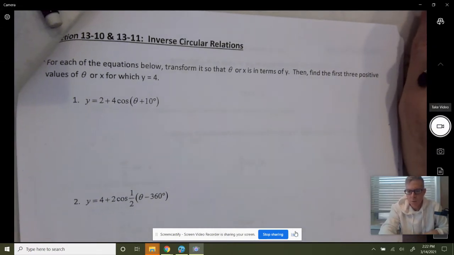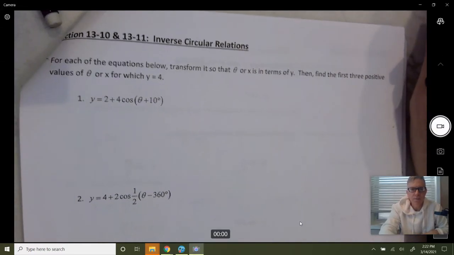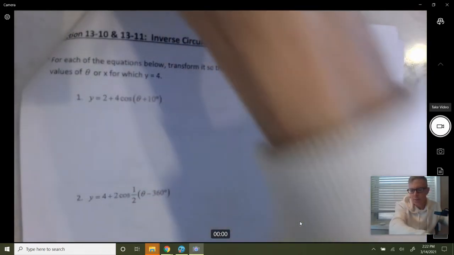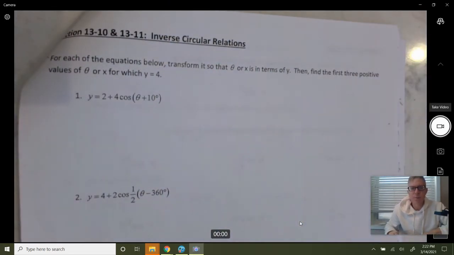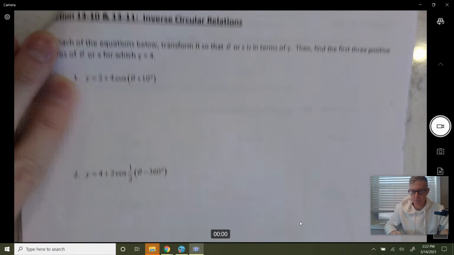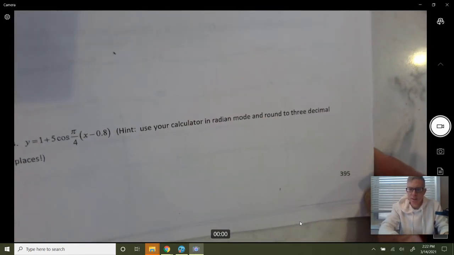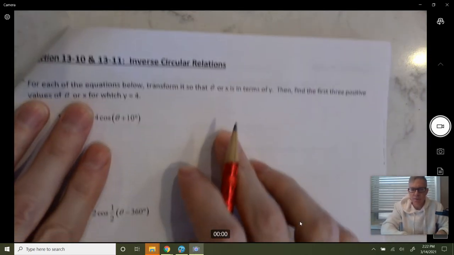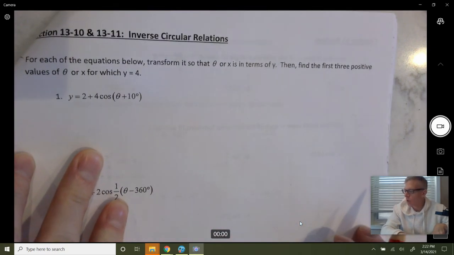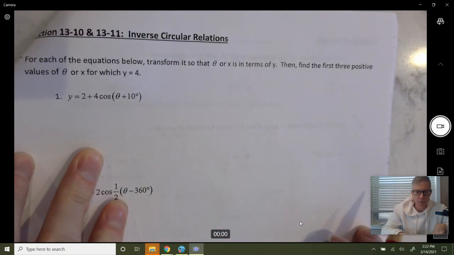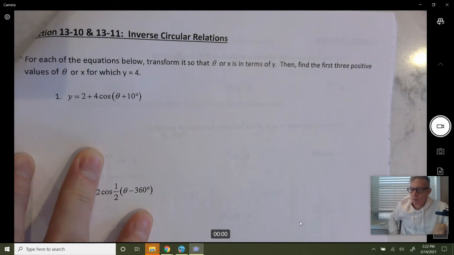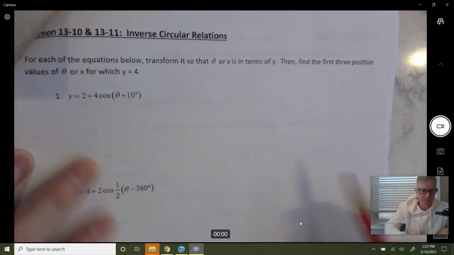All right, good morning. And today for our asynchronous Monday, here's what we're going to be working on. We're going to do page 395 in your packet, which I have right here, page 395. I'm going to modify the instructions a little bit, and then we're going to do one word problem from your textbook, okay? And then the homework is what's written on your assignment sheet for today.